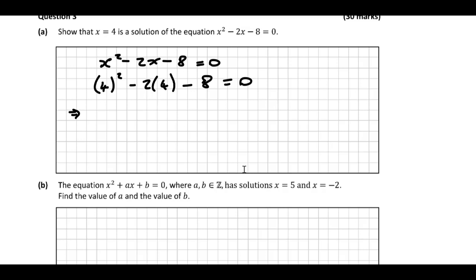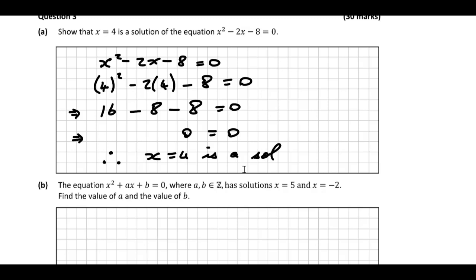So that'll give us 4 4s are 16. Minus 2 4s are 8, minus 8 equal to 0. 16 minus 8 is 8, 8 minus 8 is 0, so we get 0 is equal to 0. Therefore, x is equal to 4 is a solution. Okay, so that's part A.